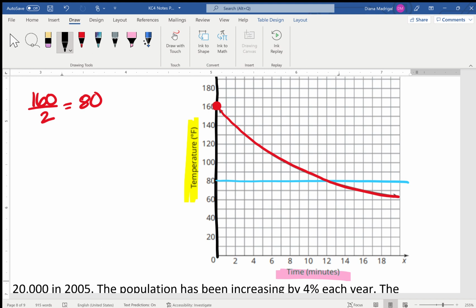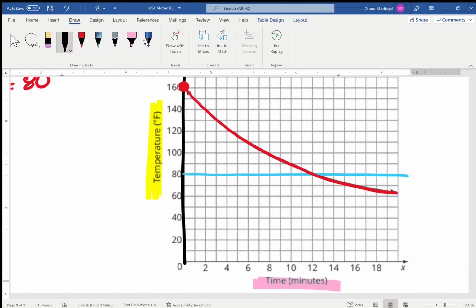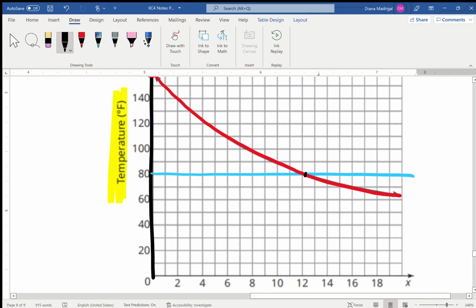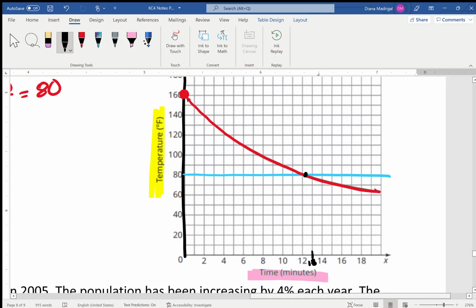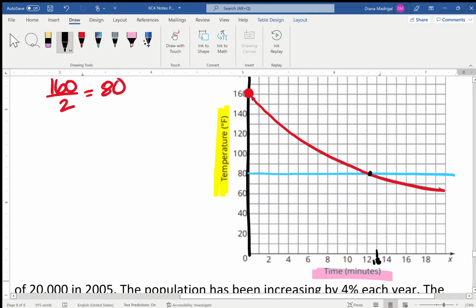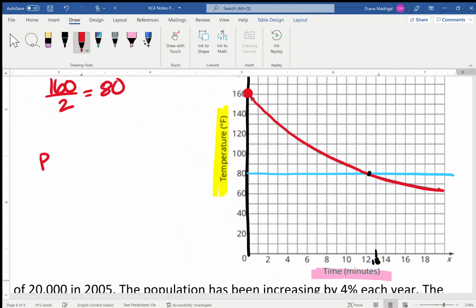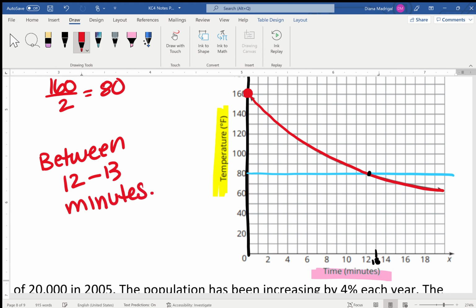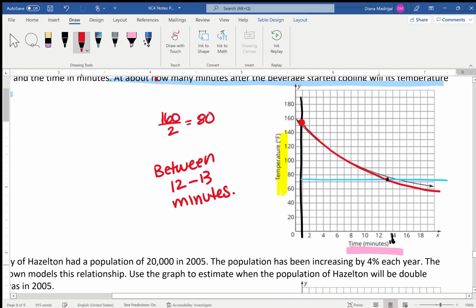And I'm going to be really, really specific with this one. As you can see on the graph, okay, this is crossing about right here. It's not exactly on the line of 12, because again, this is 12. It's in the middle of that. Well, this is 14, this has to be 13, and it's in the middle of 12 and 13 minutes. So my answer will be that the temperature would be half between 12 to 13 minutes. Okay, so that will be the answer for that.